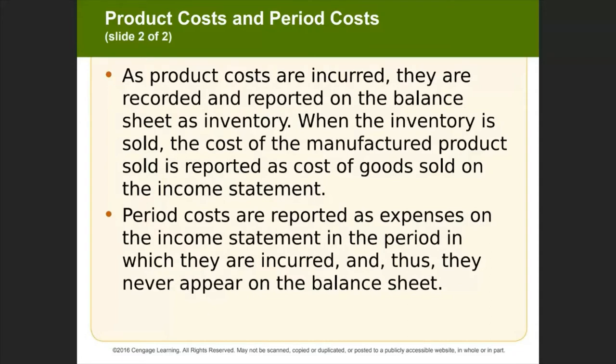As product costs are incurred, they are recorded and reported on the balance sheet as inventory. When the inventory is sold, the cost of the manufactured product sold is reported as cost of goods sold on the income statement. Period costs are reported as expenses on the income statement in the period in which they are incurred. So period costs never appear on the balance sheet.